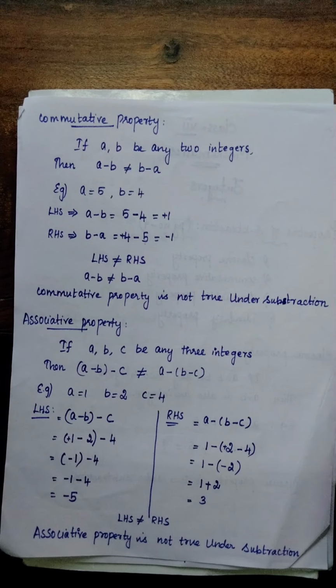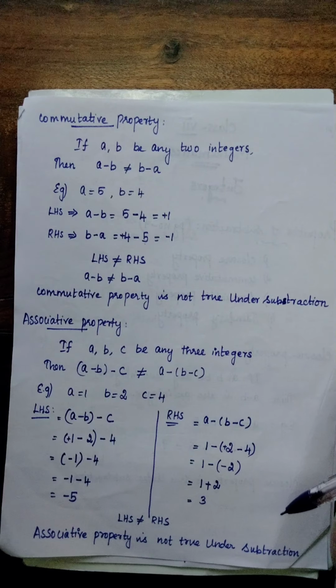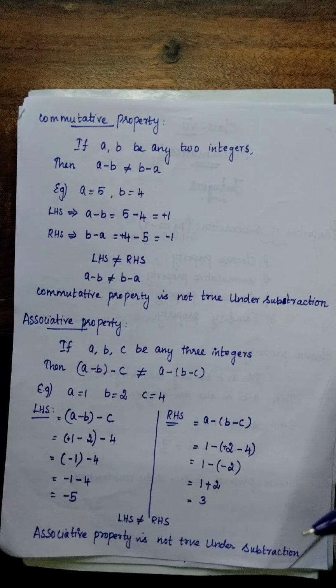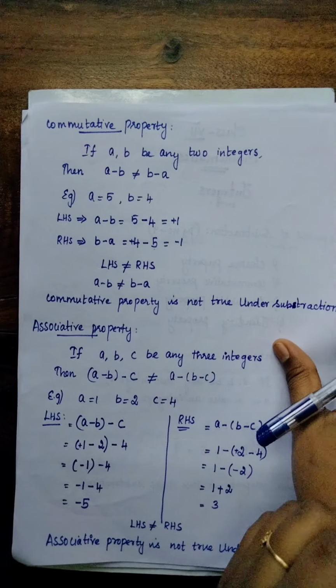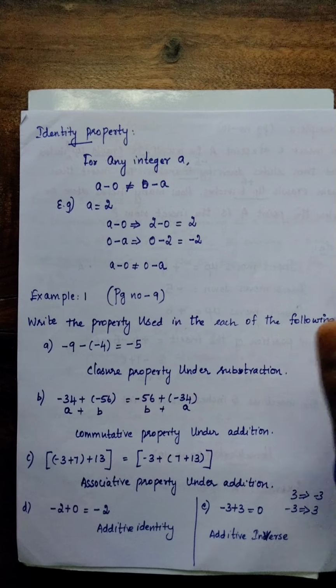Whether both the answers, left side and right side, are the same or not? We are not getting the same answer. So the associative property is not true under subtraction. Understand? This is the associative property. Then our third property is the identity property.